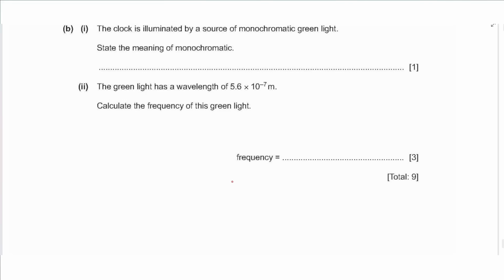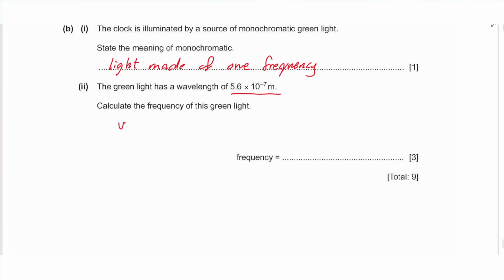Question B part one says the clock is illuminated by a source of monochromatic green light. State the meaning of monochromatic. This means a light made of one frequency or one wavelength. Part two says the green light has a wavelength of 5.6 times 10 to the power negative 7 meters. Calculate the frequency of this green light.